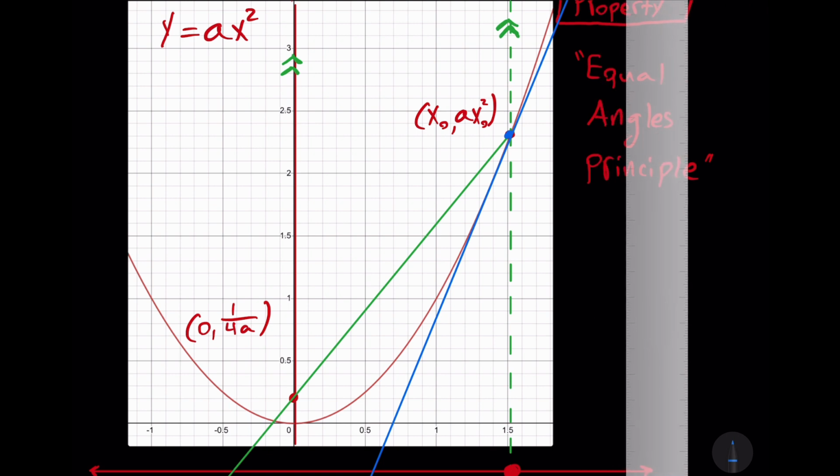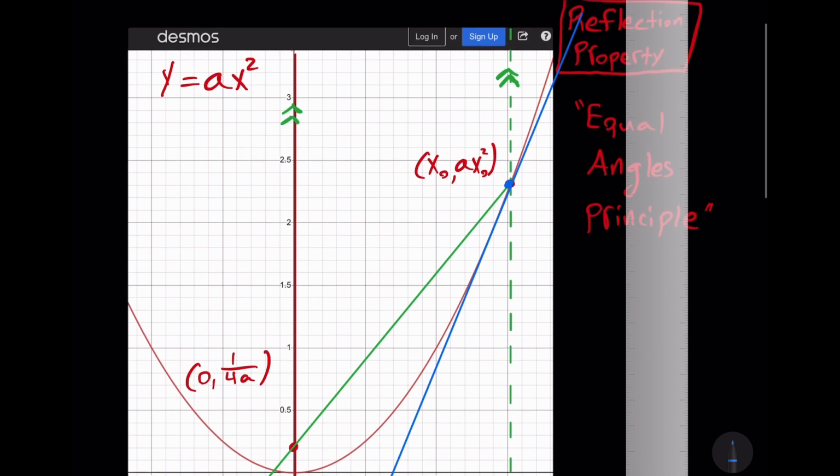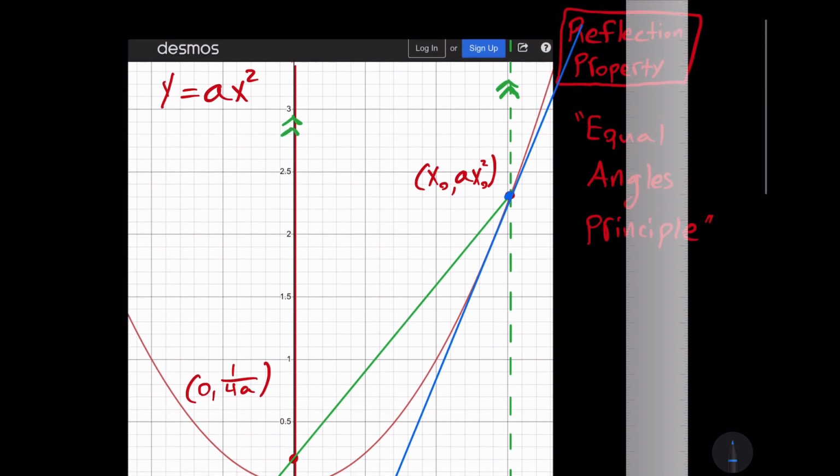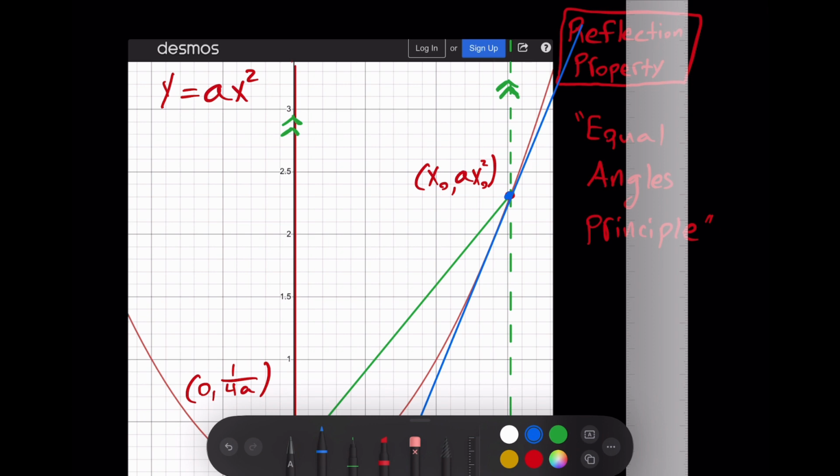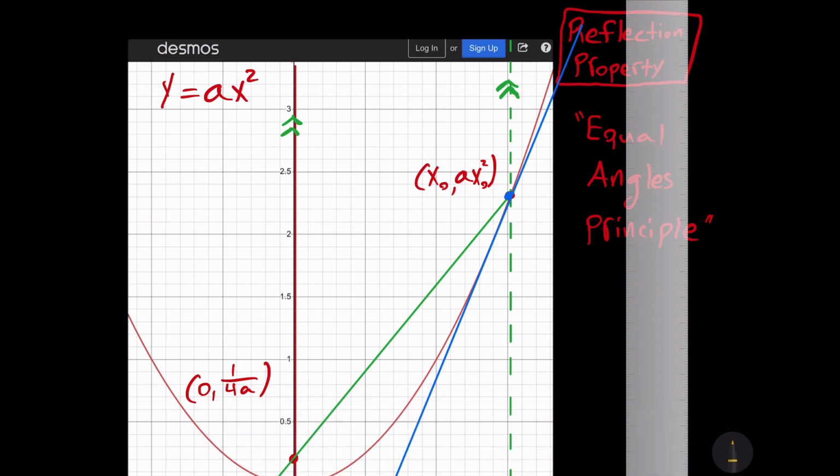So what we're going to try to do, so to speak, is to verify this reflection property given what we have. That means we're going to want to think about some of these angles. On the one hand, you have this angle here, from this green line to this blue line, and we'll call that theta 1. Then you have this angle here, from that green to blue line, we'll call that theta 2.